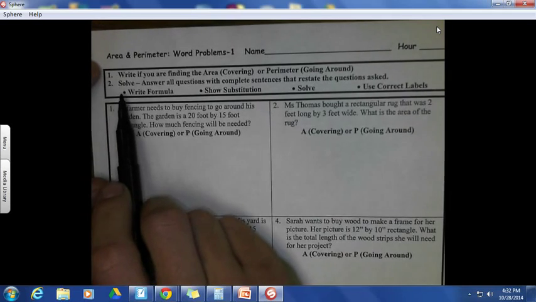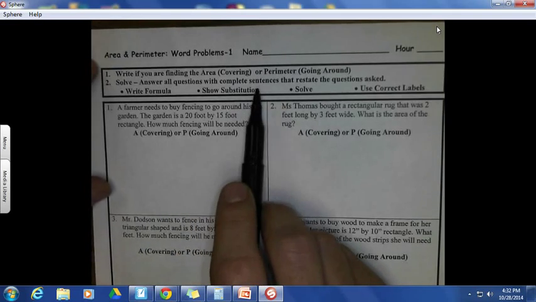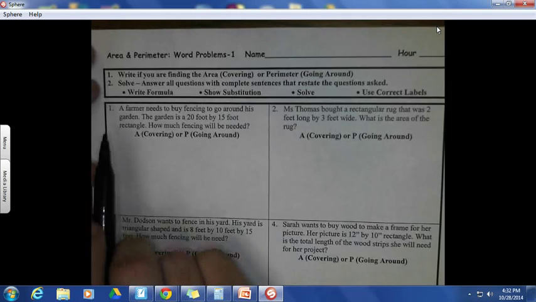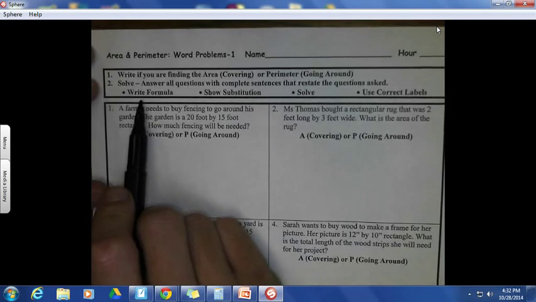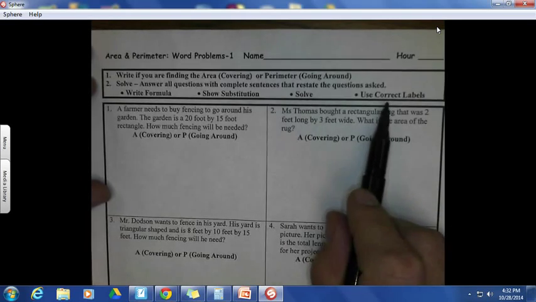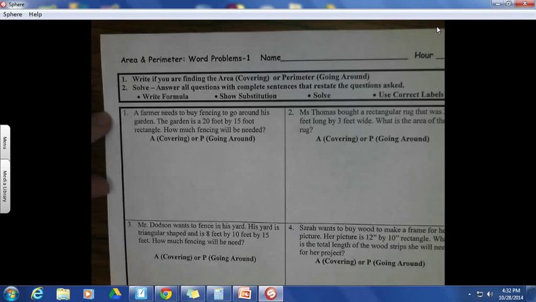Number two, I want you to answer all questions with complete sentences that restate the question asked. So we're using our RACE strategy here. I want to see a formula. I want you to show me substitution, solve, and use correct labels. So let's take a look at number one with that in mind.